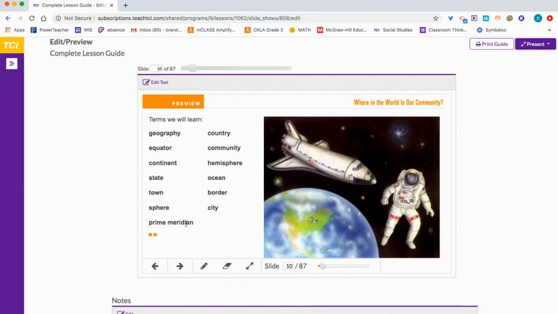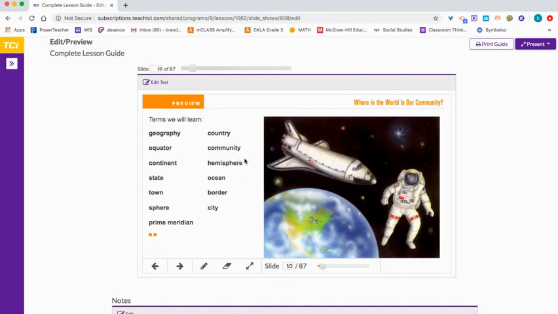The prime meridian is going to be very similar to that equator where it's an imaginary line, but this one is going to run vertically through our Earth. So you can't actually see it, but it's a line that helps us kind of identify where things are. Next up is the word country. So in order of land size, we have continents. Within continents, we have different countries. So we live in the country of the United States. Towns and cities are made up of communities. They are part of a community.